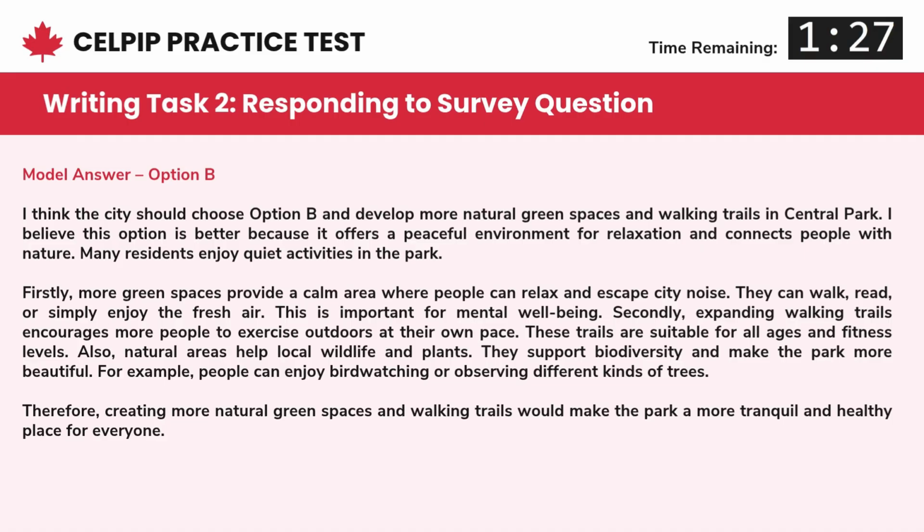This explanation will show you why the provided answer scores well. You can pause the video now to read the full sample answer. In this writing task, the goal was to choose an option for park development and explain the choice. This model answer successfully chooses option B and gives clear reasons to support it. For instance, the writer states, "I believe this option is better because it offers a peaceful environment."